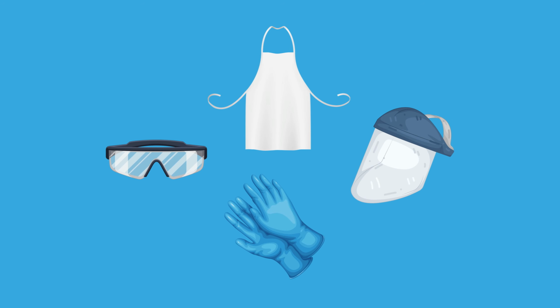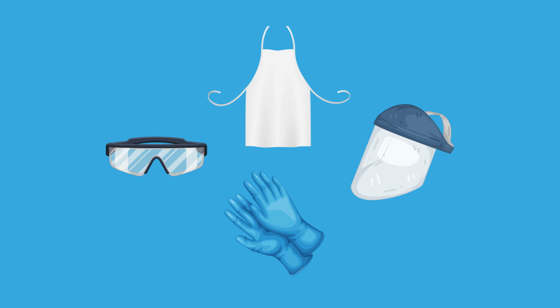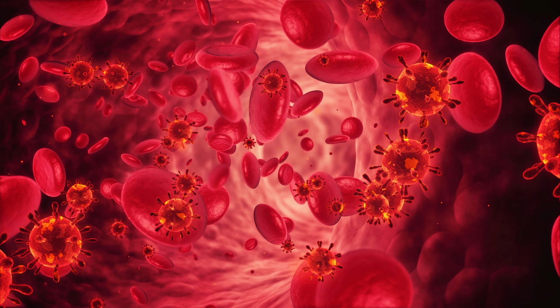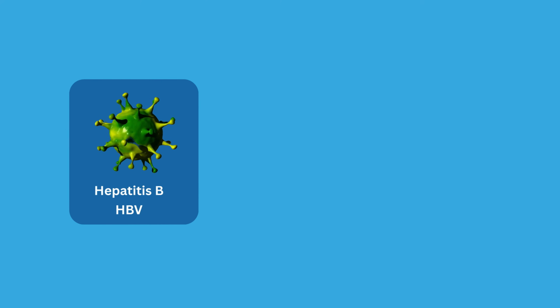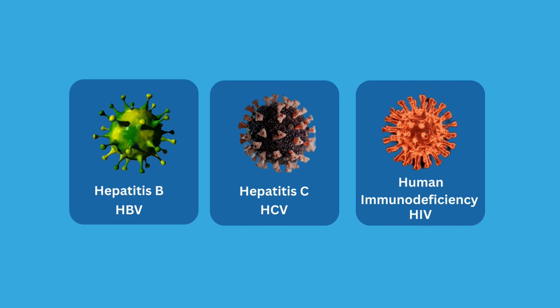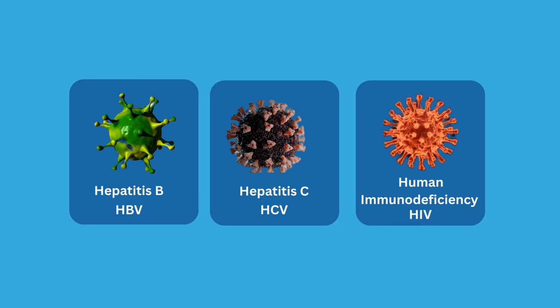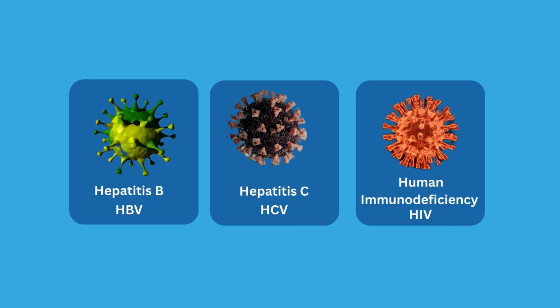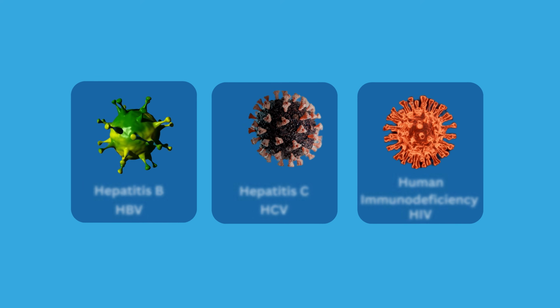Proper personal protective equipment is an important component in preventing the transfer of bloodborne pathogens from an infected person to a healthy person. There are a number of bloodborne pathogens, but the most common blood-related illnesses are hepatitis B or HBV, hepatitis C or HCV, and human immunodeficiency virus or HIV, which leads to acquired immunodeficiency syndrome, known commonly as AIDS.